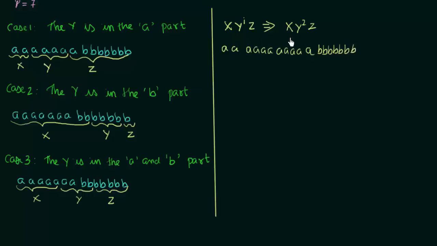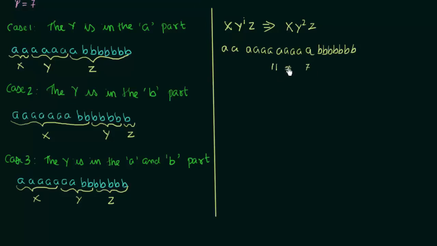Okay, so we get this string. Now we have to see if this string lies in our language A or not. So let us count how many a's we have here. 1 2 3 4 5 6 7 8 9 10 11. We have 11 a's and how many b's? 7 b's. So 11 and 7. So the number of a's and the number of b's are not equal.